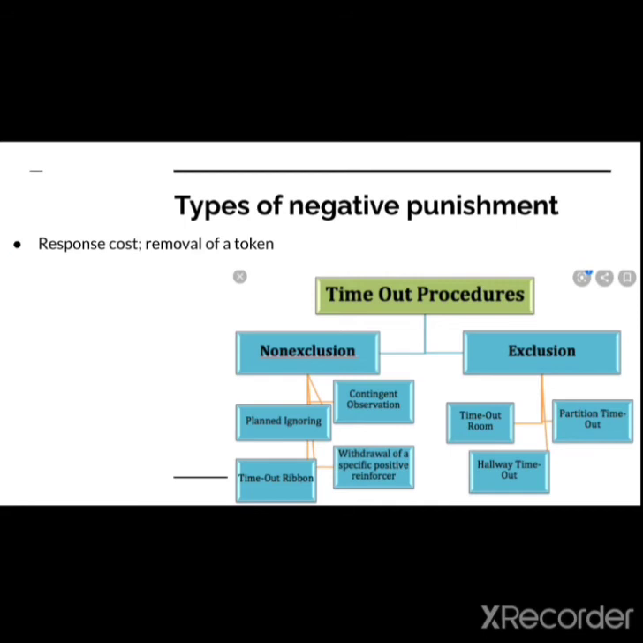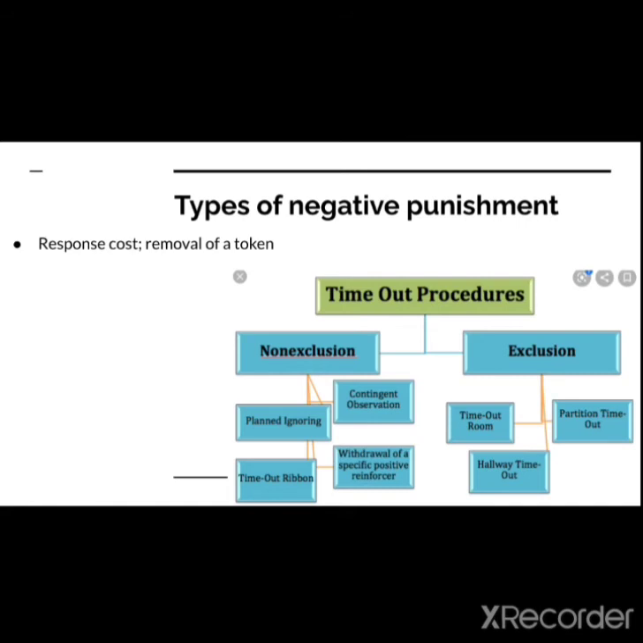So for non-exclusionary, we have planned ignoring. This is exactly what we do with extinction. We're just ignoring the individual's behavior. And then we have contingent observation. This is when the individual is in the classroom. They're able to see what's going on. They're just not allowed to participate and receive reinforcement.